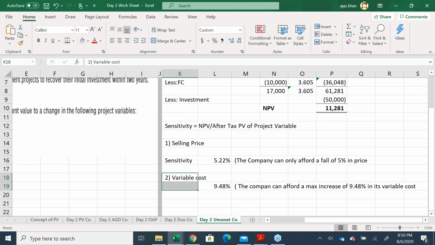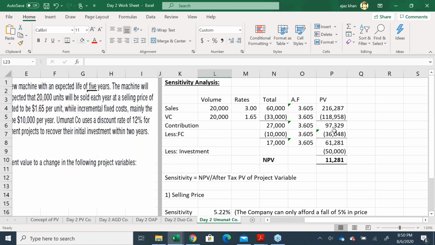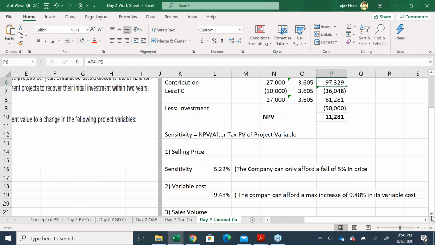Right, so variable cost. Now let's check it out with sales volume, the third one. Now this is a tricky one, right? When we talk about sales volume, you all know that if the sales volume increases or decreases, it affects revenue and variable cost at the same time. So we should always take the net of the sales and the variable cost figure, and the net figure is 97329. So 97329 should be taken as the project variable.